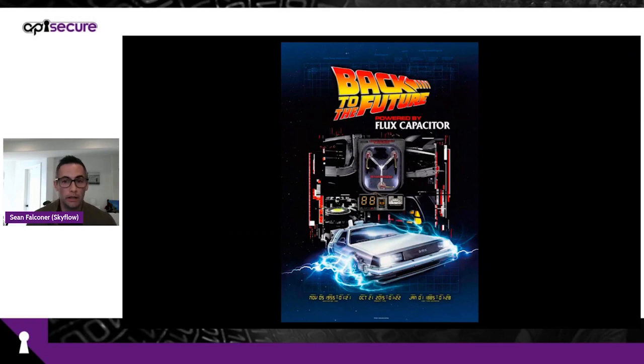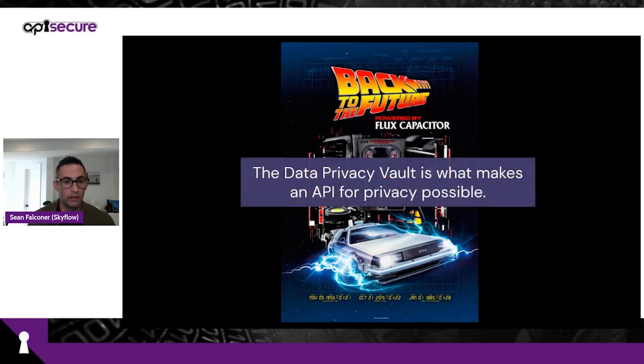So in the movie Back to the Future, there's this concept of the flux capacitor, which was essentially the key to unlocking time travel. And when it comes to developing an API for privacy, it's this concept of a data privacy vault that makes an API for privacy possible.